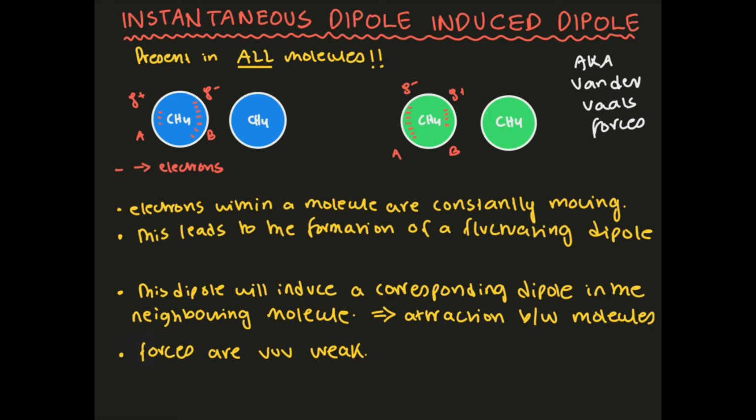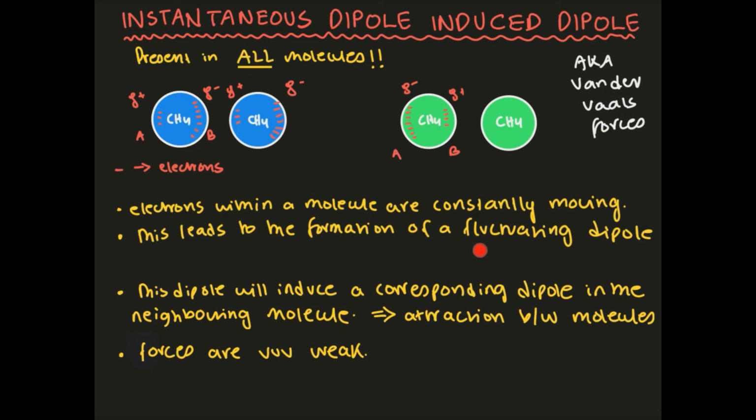This dipole is going to induce a corresponding dipole in the neighboring molecule. In this case, the neighboring molecule is made over here. If you have a partial negative charge towards B, it's going to induce a partial positive on this side and a partial negative on this side. So you'll have more electrons over here than over here. And this is going to lead to attraction because the opposite dipoles, partial negative and partial positive, are going to attract each other. One important thing to note over here is that these forces are very, very weak. Like I mentioned before, these are the weakest form of intermolecular forces that you can have.